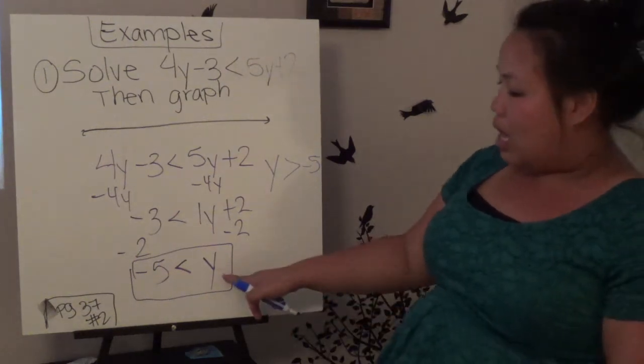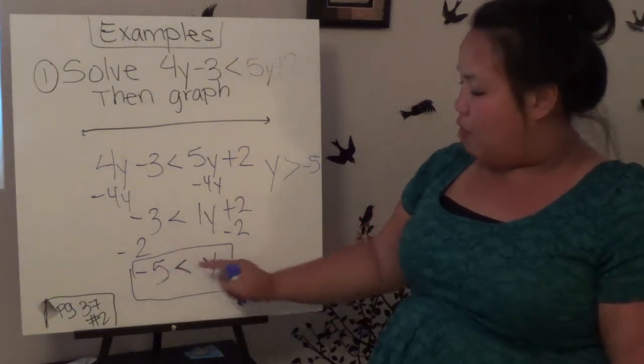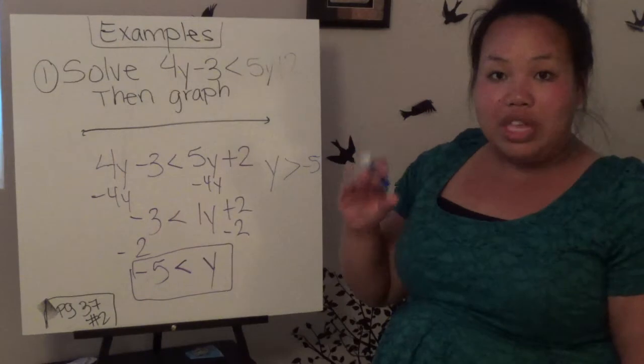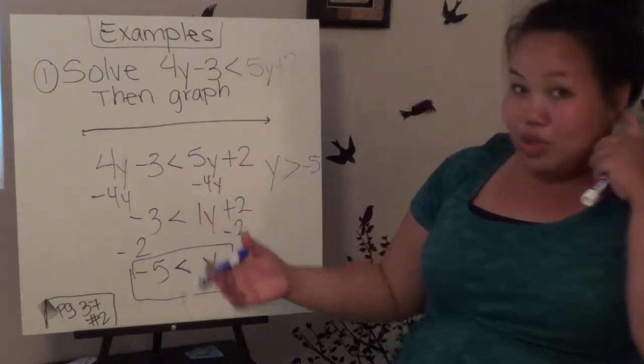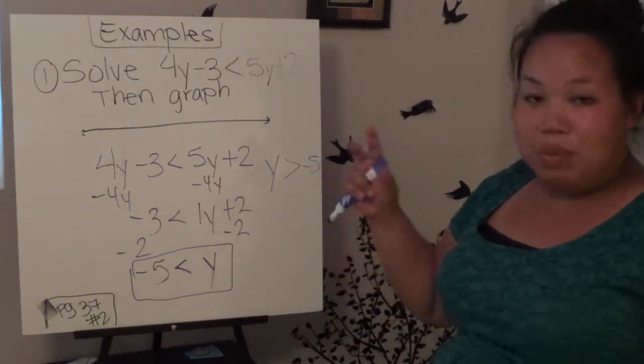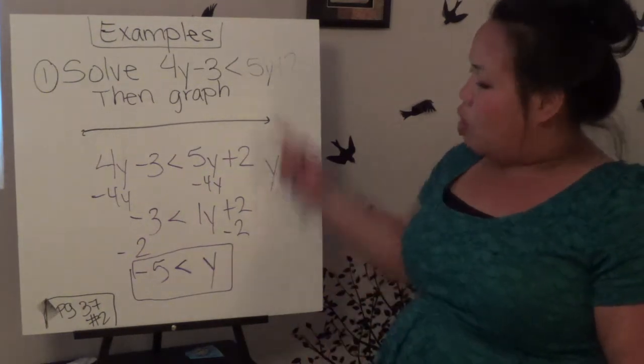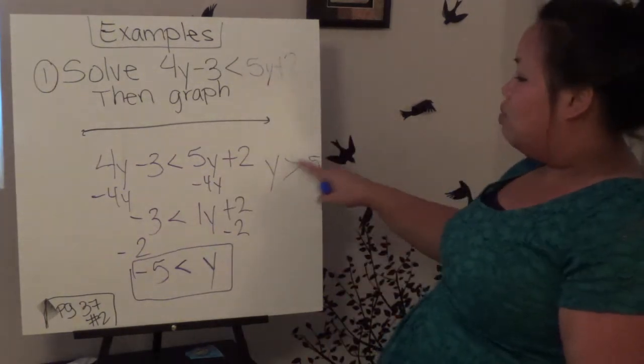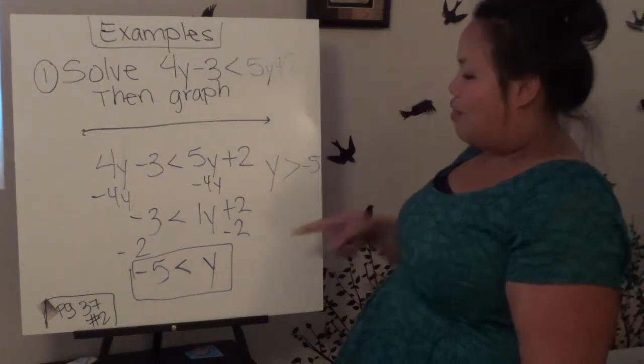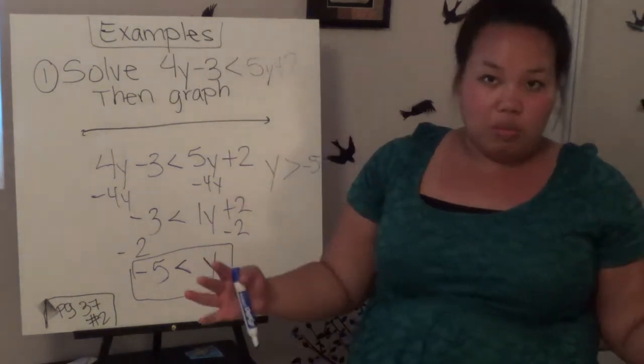That means y is going to be bigger than negative 5. Because remember, the open mouth eats, and that's an elementary school thing. The open mouth eats the bigger number. So here it's telling me that y is bigger than negative 5. So if I want to put y on the other side, it still means the same: y is bigger than negative 5. If I don't flip it, then I change the whole meaning.